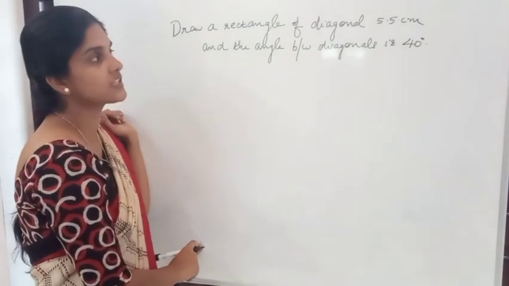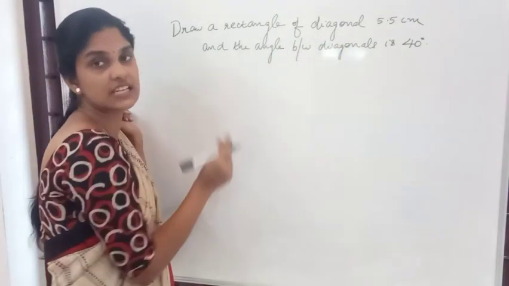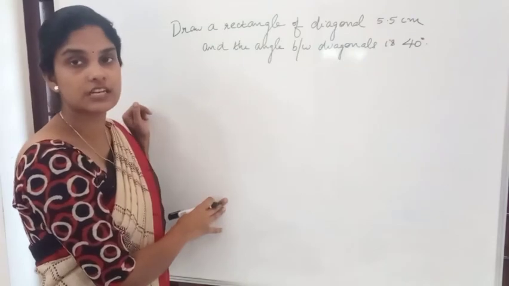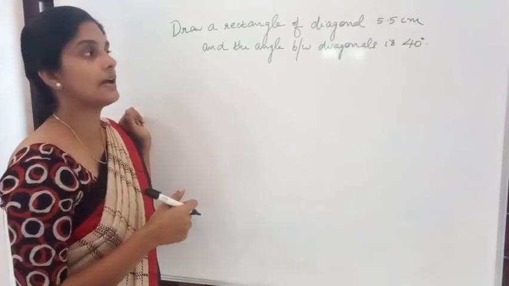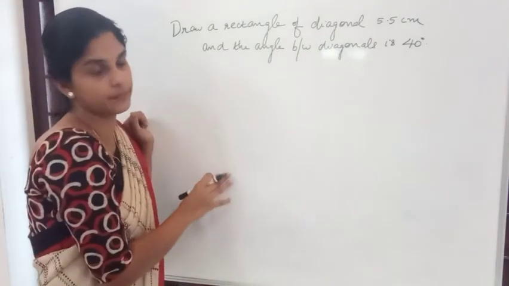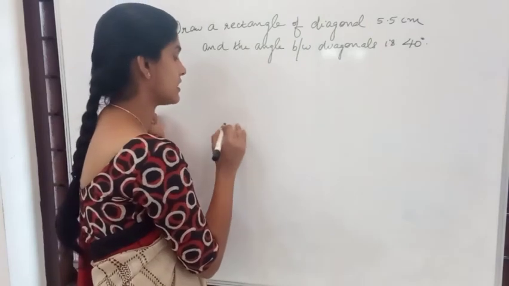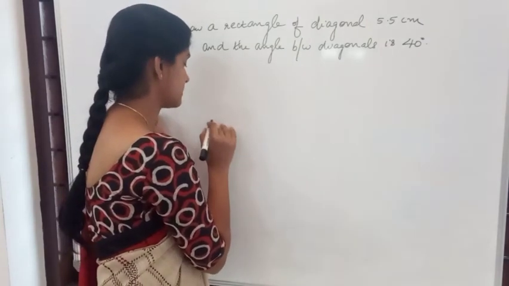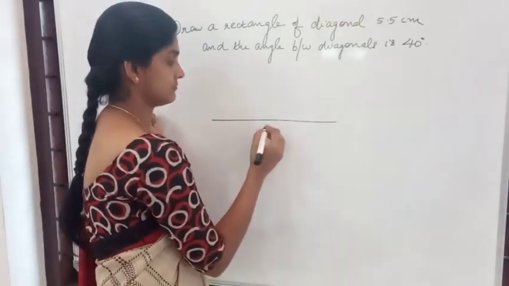Now in the before case, the length of the diagonal was 6 centimeters. So it was very easy for you to take the midpoint, right? Half of 6, you will get it as 3 centimeter. But over here it is not so simple. So first we shall draw a diagonal of 5.5 centimeter.